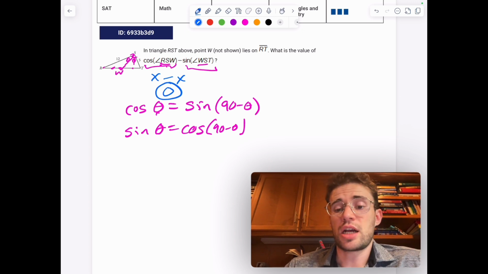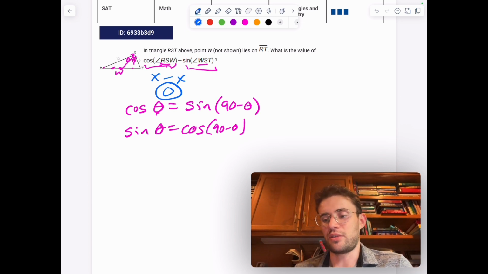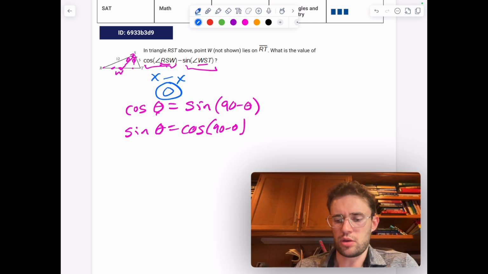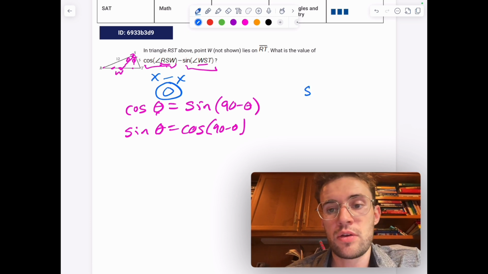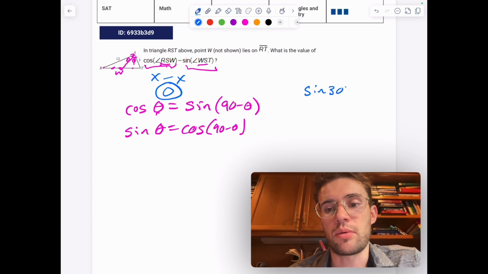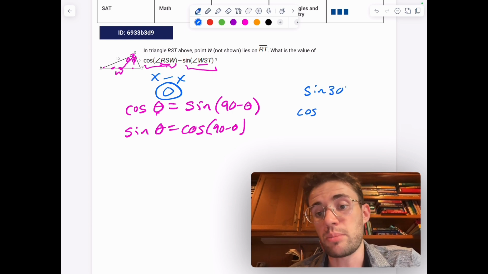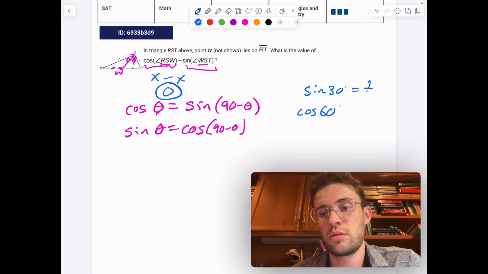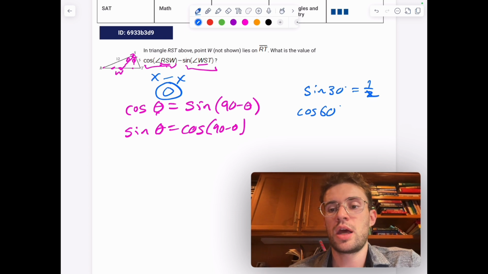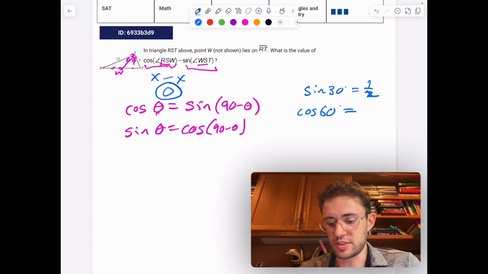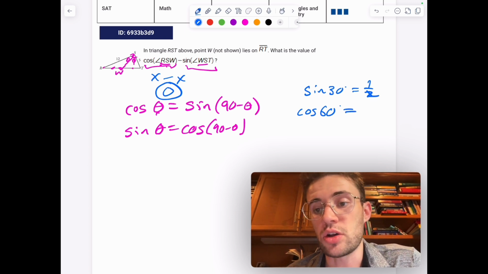All right, and you could check that on your calculator if you don't feel confident in it. You're like, I think this is a rule, but I'm not sure. You could write like sine of 30 is 0.5. And then you'd say, okay, well, what's cosine of the complement of that? Well, the complement of 30 is 60. So cosine of 60, the complement of 30, is also 1/2.